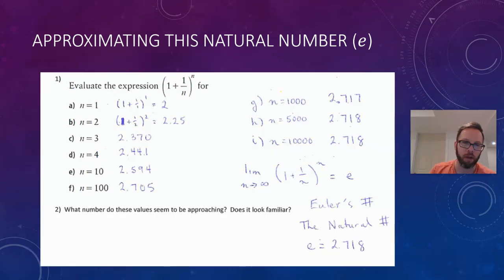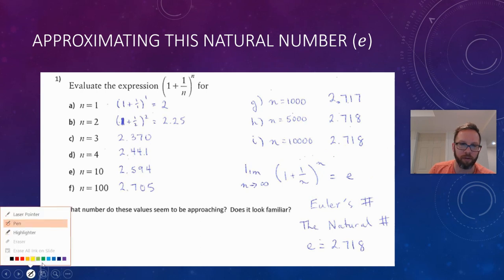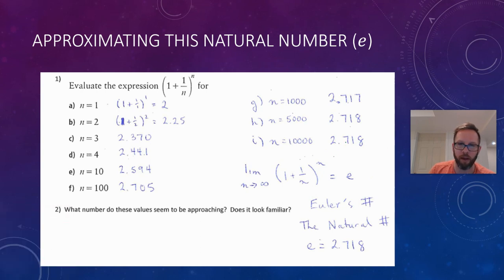And here's what I got. 2.25, 2.37, and when n is equal to 100, I got 2.705. I also did 1,000, 5,000, 10,000. And what's cool is that when you get to 5,000 and 10,000, to at least 3 decimal places, the result doesn't change. And you get this number, about 2.718. This is that special number between 2 and 3 where the derivative of an exponential function is itself.